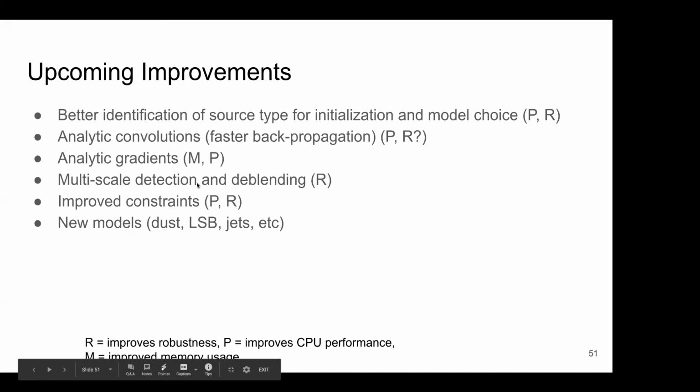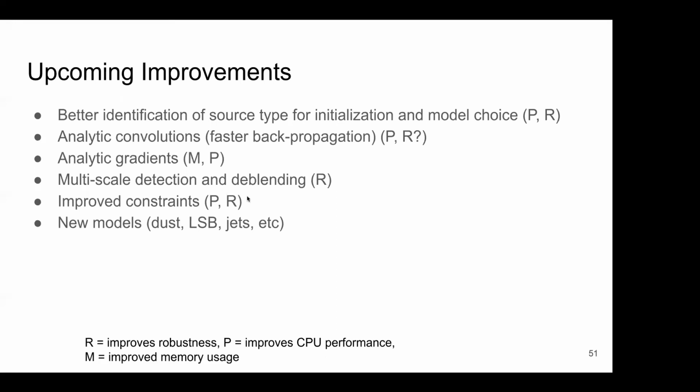We're looking at possibly being able to do analytic gradients, and whether or not that's going to be faster than just using AutoGrad. Again, there's this multi-scale or iterative detection and deblending problem, where we can model the brighter objects, subtract them off, and model the fainter objects.